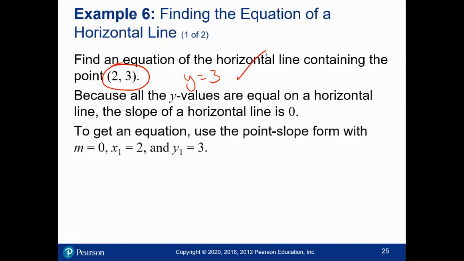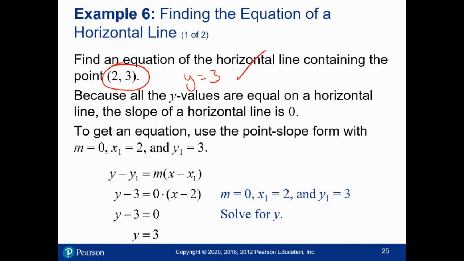We can also, however, use point-slope form. Horizontal lines have slope 0. So here is our point-slope form: y minus y1 equals m times (x minus x1). If m is 0, notice that this whole term is just going to be 0 anyway.